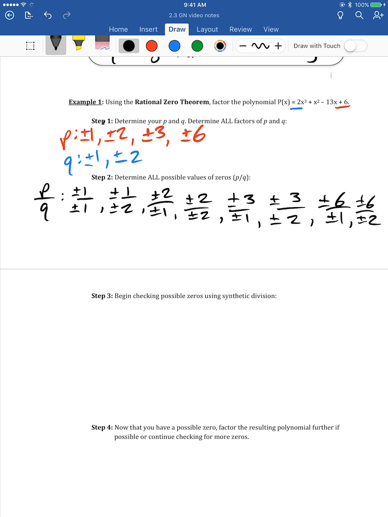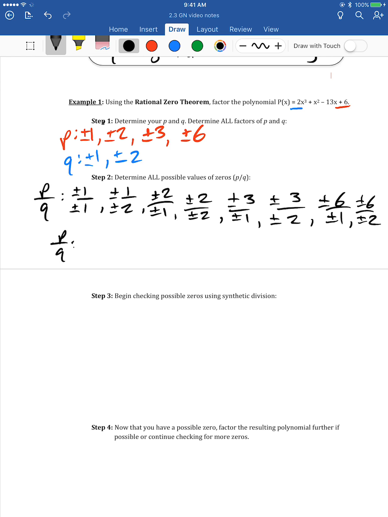You can have all of those, but you notice that some of these are the same, right? 1 over 1 and 2 over 2 are both 1. We have 3 over 1 and 6 over 2. Those are both 3. So we have some multiples here.